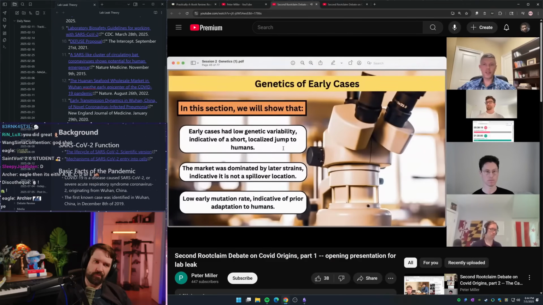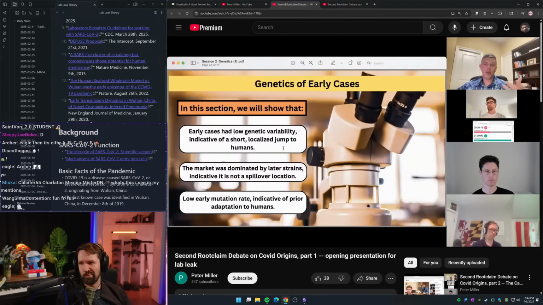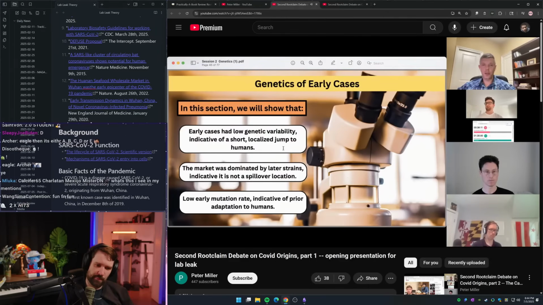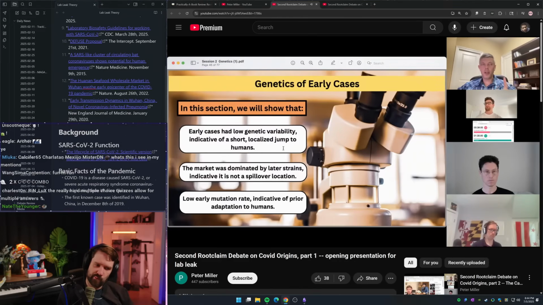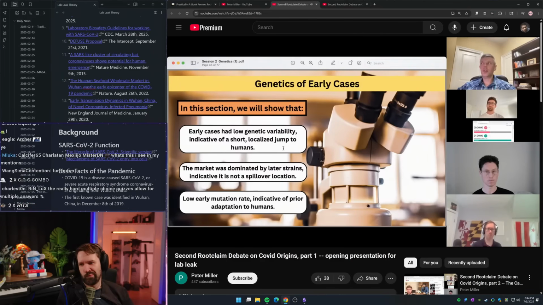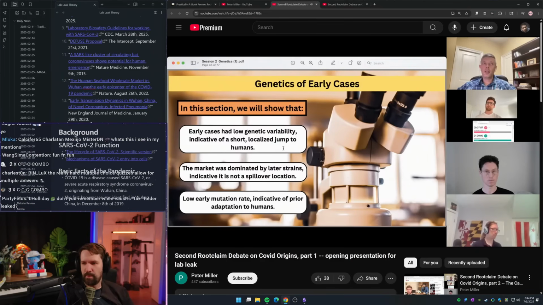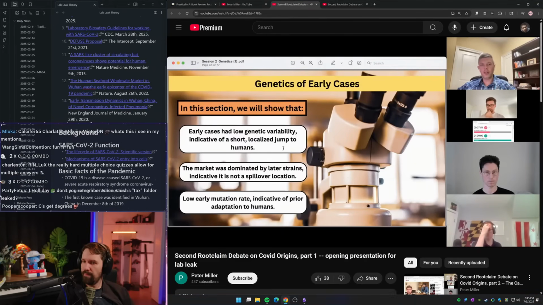Okay. And so basically in this section, I'll show that genetic data from early SARS-2 cases show a very low level of genetic variability, which is unusual for zoonosis. Also, I'll show that the market was dominated by a later strain of the virus rather than the earlier lineage. If we're to believe that the virus spilled over in the market, this is surprising because we'd expect the earlier lineage to dominate the market, and yet that's not what we observed. So in totality, I think these observations are more compatible with lab leak than zoonosis.